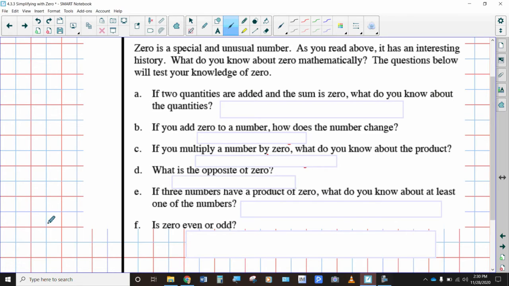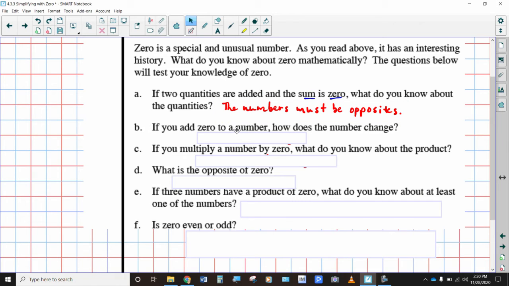All right, let's see what we've got here. It says if two quantities are added and the sum is 0, what do you know about those two quantities? Well, remember, that's what we talked about at the opening. Whenever you add opposites together, you get 0 for an answer. This would be like the converse of that rule. If you know two numbers have a sum of 0, then they must be opposites. The numbers must be opposites.